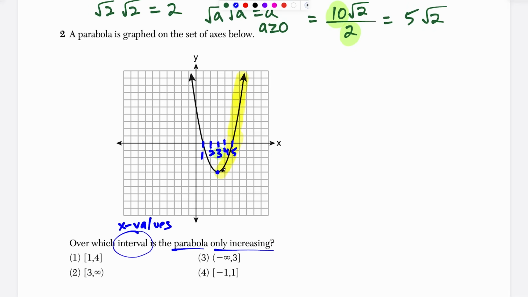At x equals 3, technically the graph is neither increasing nor decreasing. This is the turning point, the vertex. But we can include it in the answer here. So we could say here from 3 to infinity.